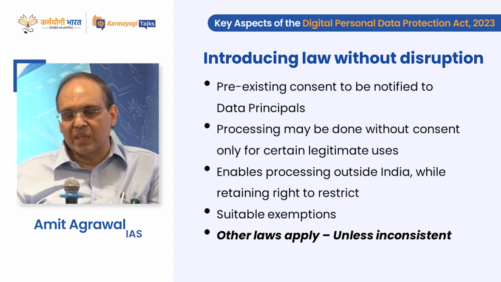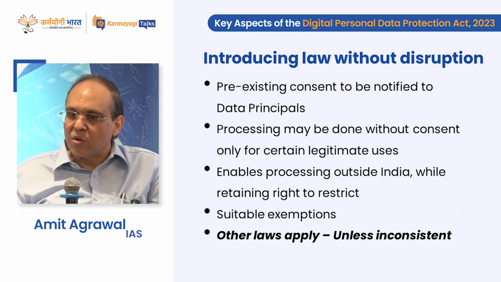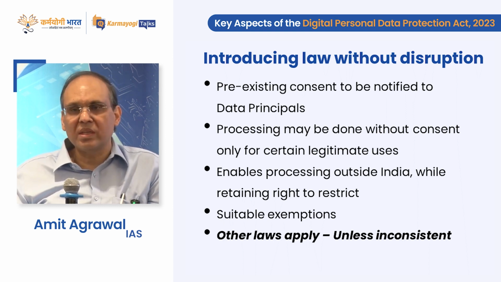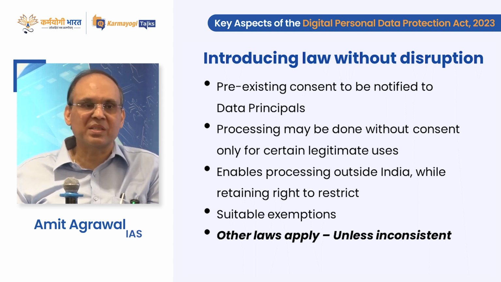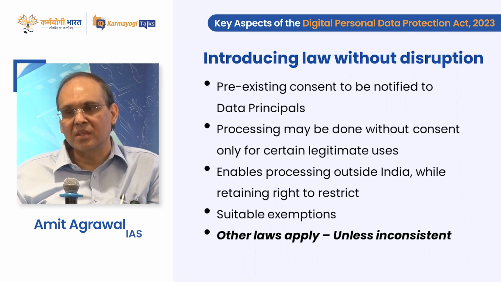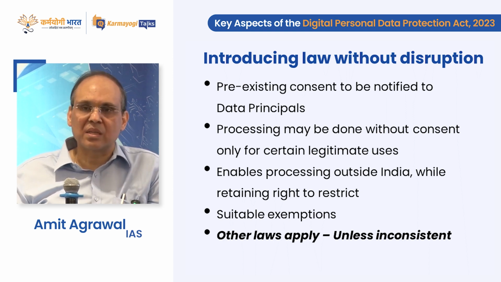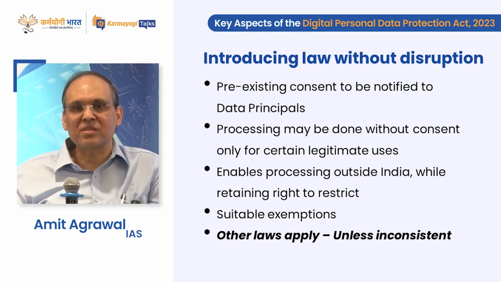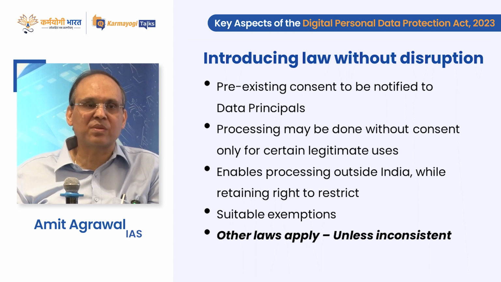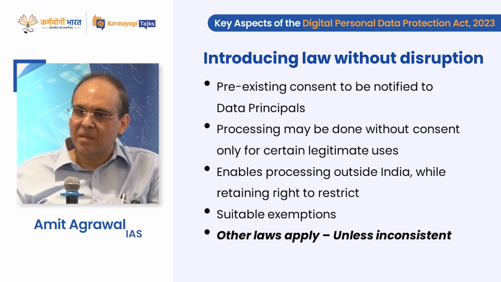And then there are suitable exemptions, and other laws apply unless inconsistent. So all the other laws that I mentioned and more would always apply, and they would only not apply to the extent of any express inconsistency. If there's a contradiction, then the DPDP Act prevails. Otherwise, the other law prevails. That said, this Act itself at numerous places says it permits and recognizes other acts. So if it permits and recognizes for the purposes of any other law in force at the time, that means that law is recognized by this law and there is no conflict.